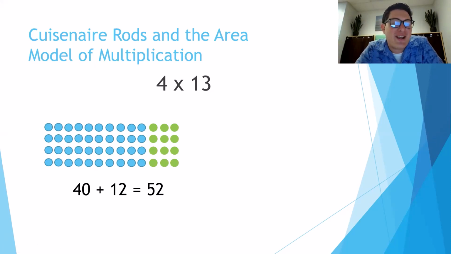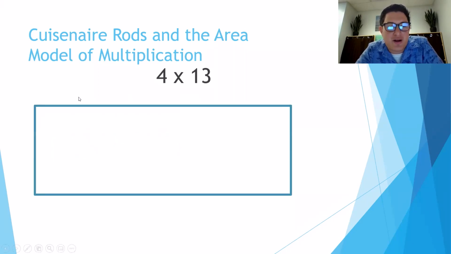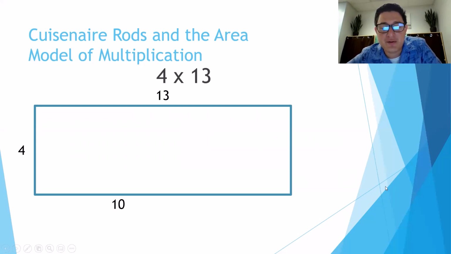Now, it's not very efficient to draw all the dots. Now, we might get the right answer, but sometimes with math, we want to make sure that we're being really quick and efficient with our math. So I could draw a rectangle that is very similar to these dots. So I could draw a rectangle like this and have one side be 4 and then the other side be 13. Now I could also break up the 13 just like we did before with the dots into its place values. So I could do 10 and 3. So it would look like that.